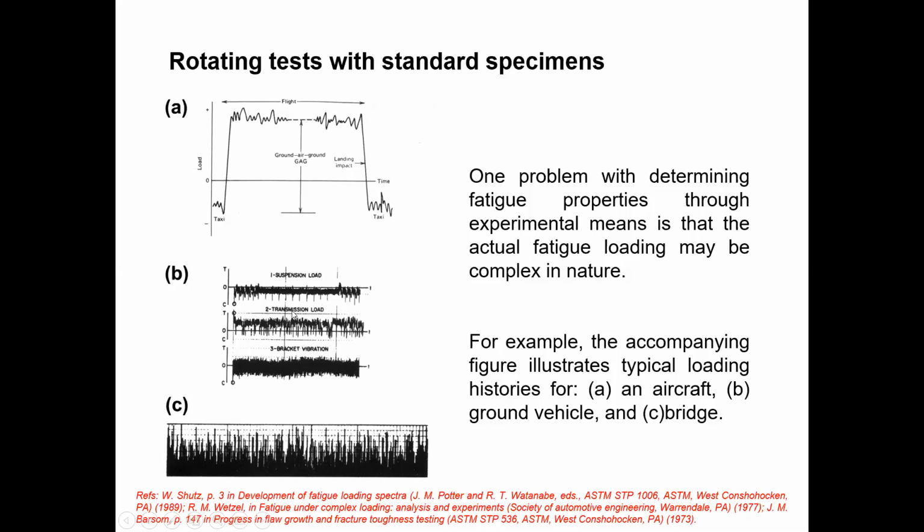ground vehicles, meaning a car or something. This is suspension load variation. You can see it's very complex, and transmission load is also very complex. And bracket vibration, you can see it's something like a continuous line, but it is a high frequency vibration.